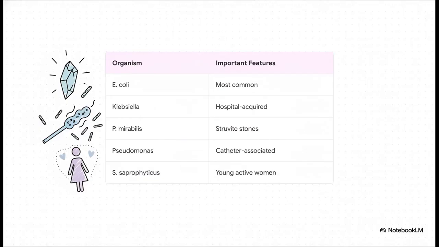Looking at our lineup of usual suspects, it's pretty clear that different bacteria have really distinct clinical profiles. We aren't just dealing with one generic invader here. For example, you've got Proteus mirabilis, which is notorious for producing urease and causing those nasty struvite stones. Then there's Klebsiella and Pseudomonas aeruginosa. These are your tricky, resistant pathogens that are usually lurking in catheters or hospital settings. Oh, and Staphylococcus saprophyticus? That one frequently targets young, sexually active women.